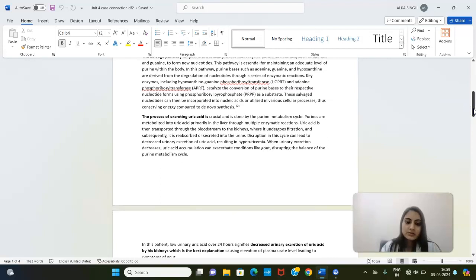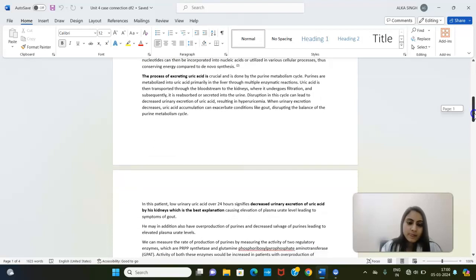Key enzymes include hypoxanthine-guanine phosphoribosyltransferase, HGPRT, and adenine phosphoribosyltransferase, APRT, which catalyze the conversion of purine bases to their respective nucleotide form using PRPP as a substrate. These salvaged nucleotides can then be incorporated into nucleic acids or utilized in various cellular processes, thus conserving energy compared to de novo synthesis.